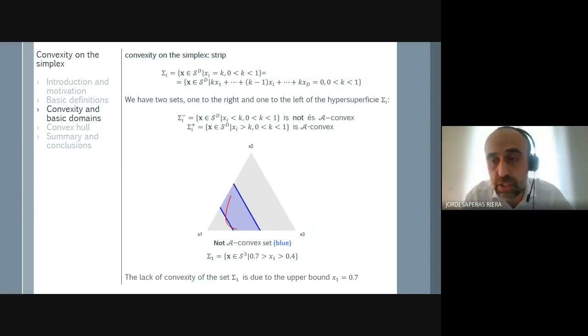A first consequence of this result is the following example, the strip. When we constrain up and down the x1 variable, we are intersecting a convex set with a non-convex set. And the lack of convexity of the strip is in the upper bound, in this case, x1 equal to 70%.